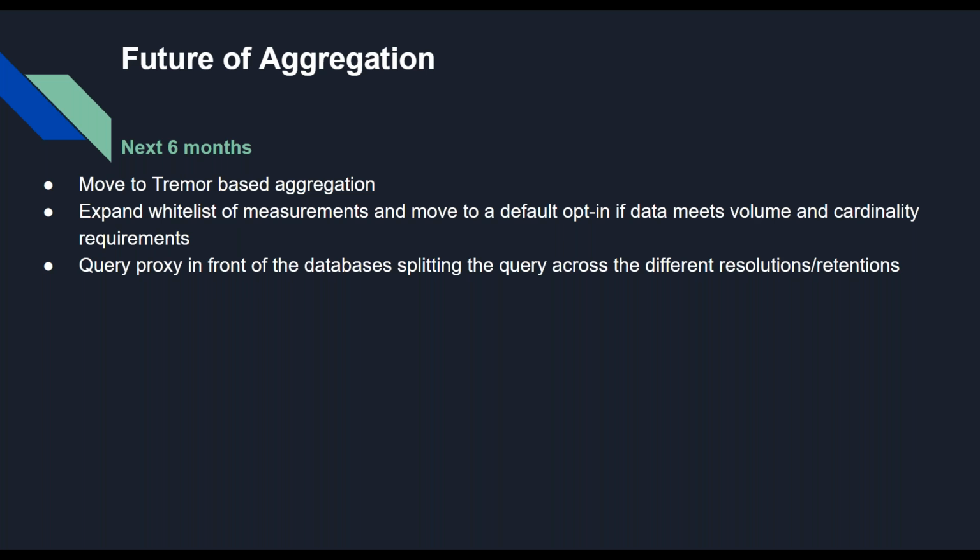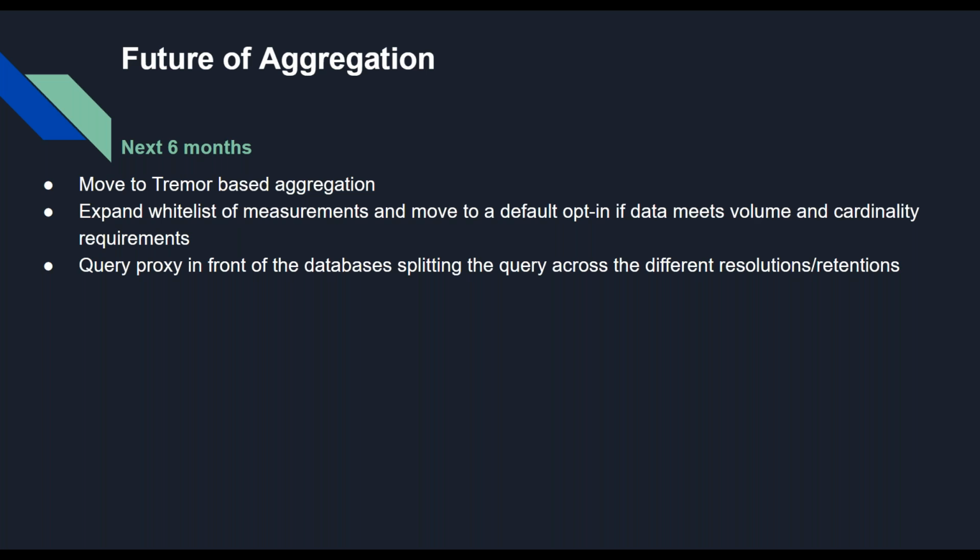But part of what that team has added in is aggregate functions within the scripting language that they've created within it. So we are going to move to that platform for doing aggregation away from Kapacitor to increase the efficiency of it, because Trimmer is really well tuned towards being as efficient and performant as possible, and also to reduce the number of components we have within the stack.